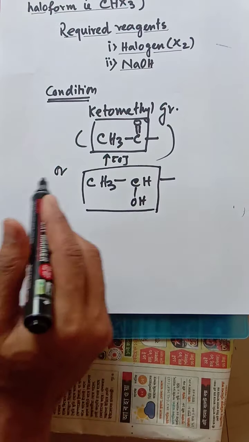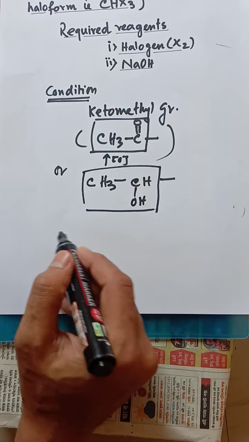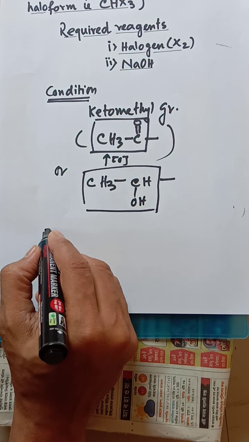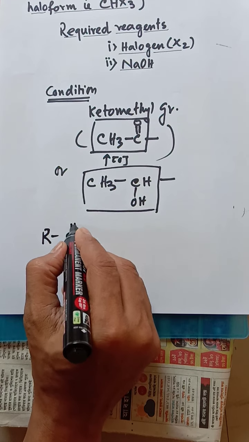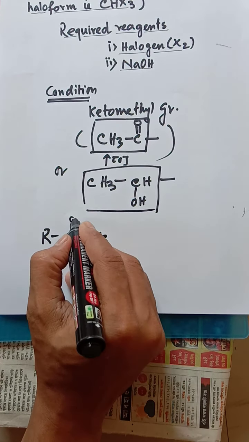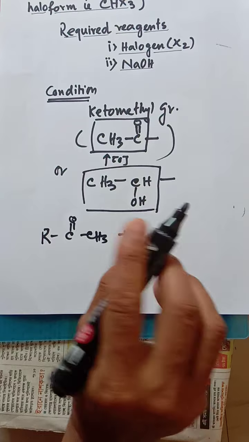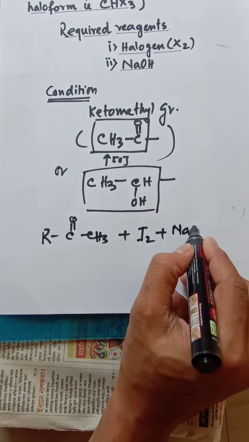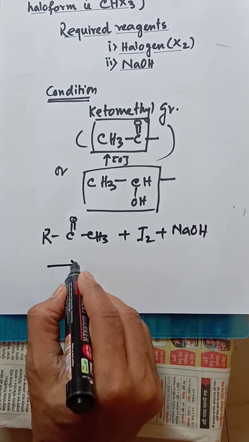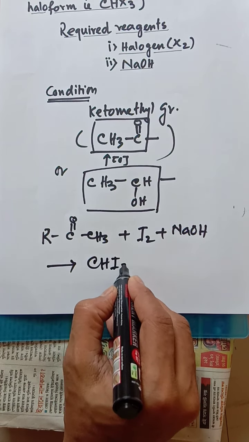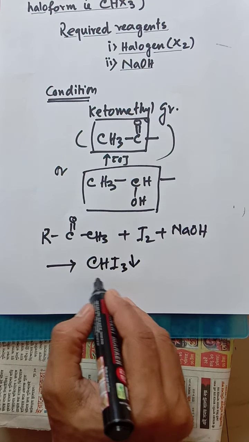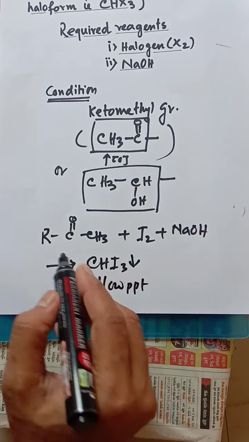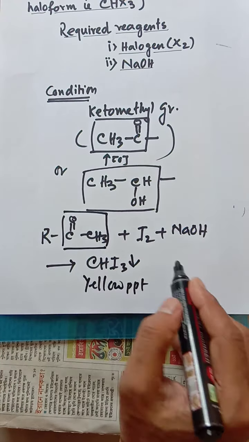Now moving to the reaction. This is a very important condition, we have to remember that. How does the reaction happen? RCOCH3 is the general formula I am giving here. I am using the iodoform reaction only, that means iodine is given along with NaOH. So what will be the product in that case? CHI3 will be prepared, that means a yellow precipitate.